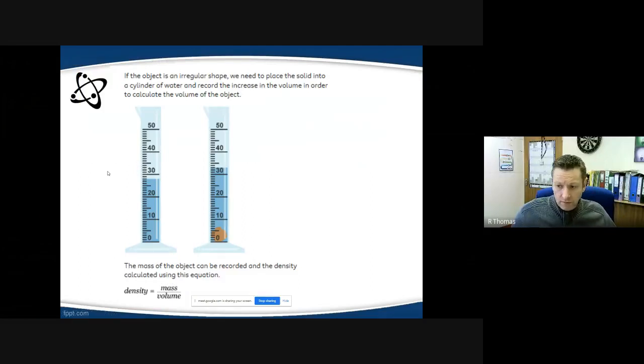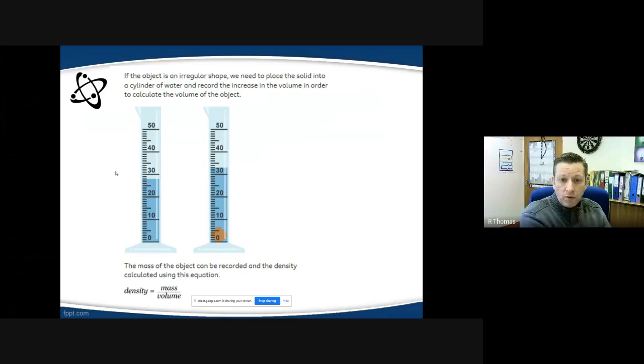What happens if we don't know the volume of the item we're trying to measure the density for, but we know its mass? I.e., what if it is an irregular shape? Because in a moment we're going to look at volume of cuboids, which is length times width times height, or cylinders, which is pi r squared times the length of the cylinder.